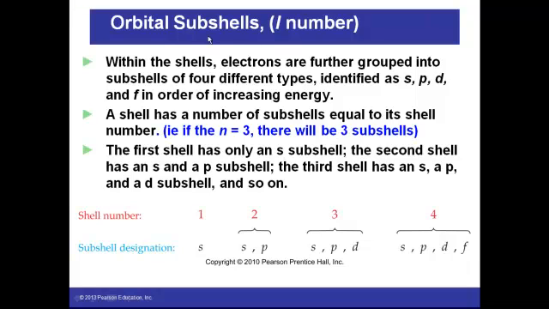So the orbital subshells are going to represent the L number for the quantum numbers. So this is the second number of the address. Within the shells, the electrons are going to be further grouped into these subshells, and there's 4 possible subshells that can exist within each layering. And we'll see that the first one is called the S subshell, the P subshell, the D subshell, and the F subshell. So again, these are like apartment buildings where electrons can be housed inside there.